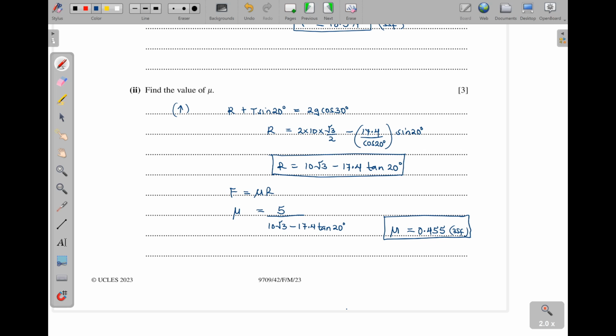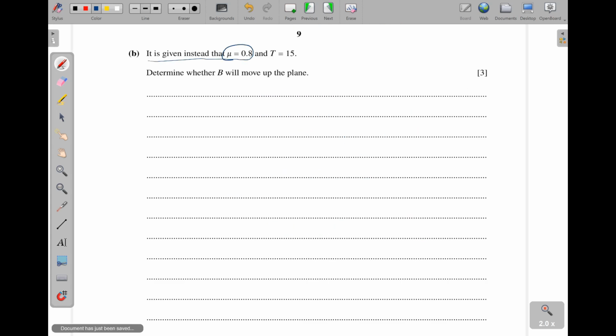That is that. Part B, it is given instead that mu is equal to 0.8 and T is equal to 15. Determine whether B will move up the plane. Now let me first draw again the diagram here. So we have this particle here. We have R here. Then this one is 2G cosine of 30. Then of course here we have 2G sine of 30. Now we don't know the F. The angle here is 30 degrees. Then remember we had something like this. So the T here is given as 15.